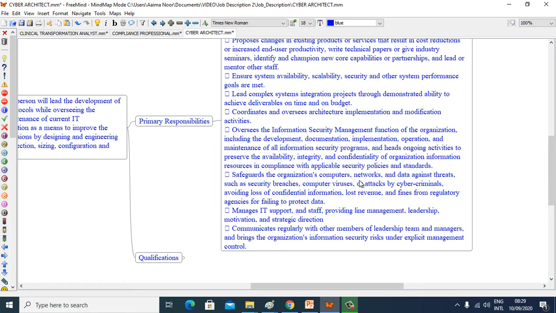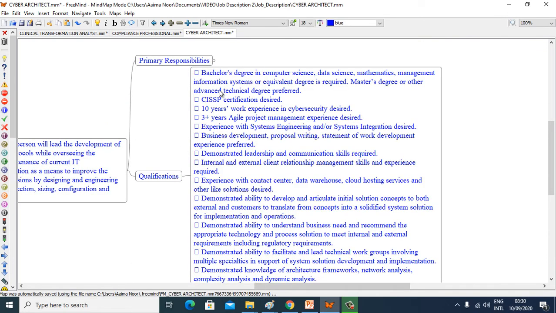Safeguard the organization's computers, networks and data against threats such as security breaches, computer viruses, or attacks by cyber criminals, avoiding loss of confidential information, lost revenue, and fines from regulatory agencies for failing to protect data. Manage IT support and staff, providing line management, leadership, motivation, and strategic direction. Communicates regularly with other members of the leadership team and managers and brings the organization's information security risk under explicit management control. Qualification. Bachelor's degree in computer science, data science, mathematics, management information systems or equivalent degree is required.